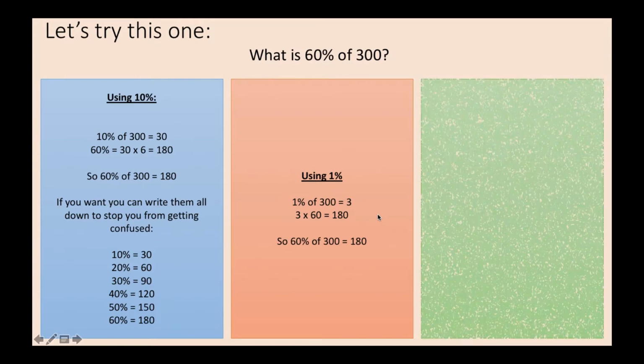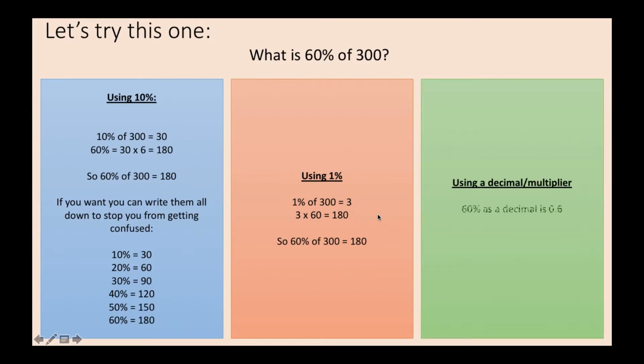Okay. Final one is using our multiplier, our decimal. 60% as a decimal is 0.6, okay? And then we just do 0.6 times 300, and that is 180.